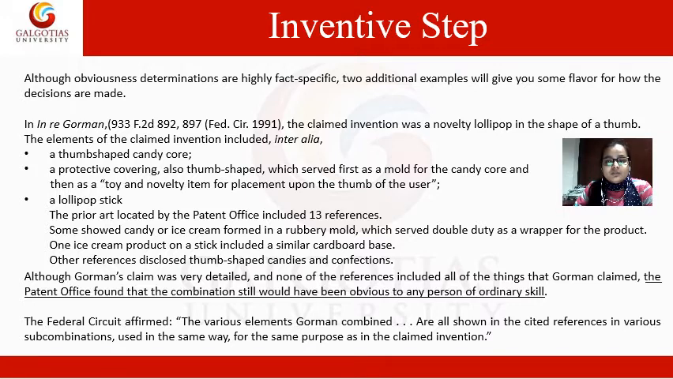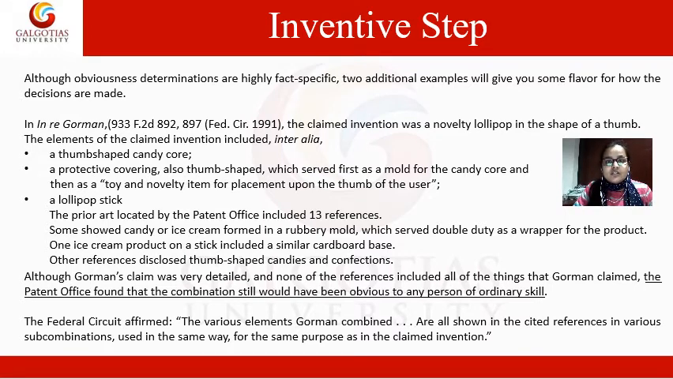So here the claimed invention was in the shape of a lollipop and a thumb. The elements of the claim were the thumb-shaped candy, the protective covering of the thumb-shaped candy that is used as a toy and novelty, and a stick attached to the lollipop. The prior art located by the patent office included 13 references. Some references showed that such candy or ice cream is already available in the market along with the wrapper of that product.